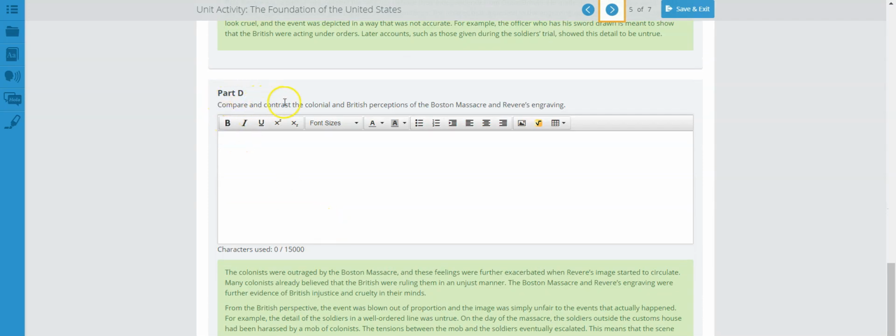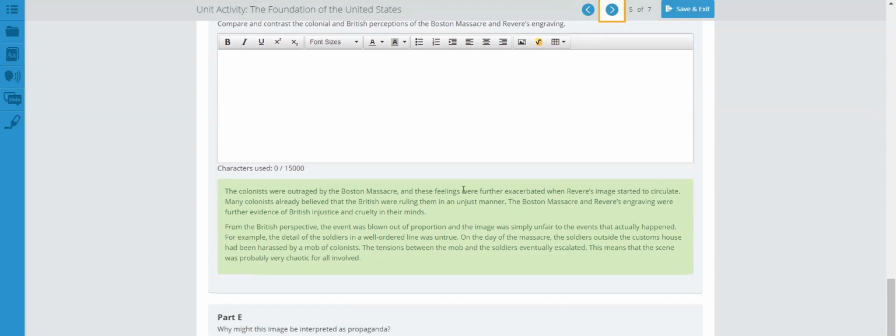Part D. Compare and contrast the colonial and British perception of the Boston Massacre on Revere's engraving. Here, basically, you need to have at least 2 paragraphs in which you compare, first of all, what happened, everything that took place, how this was perceived, and did the colonists accept this? Did the British accept this? What was the British story behind this? What was the American story behind this? You can do 1 paragraph for the British story and 1 paragraph for the American story. And guess what? That will help you get the best grade possible.